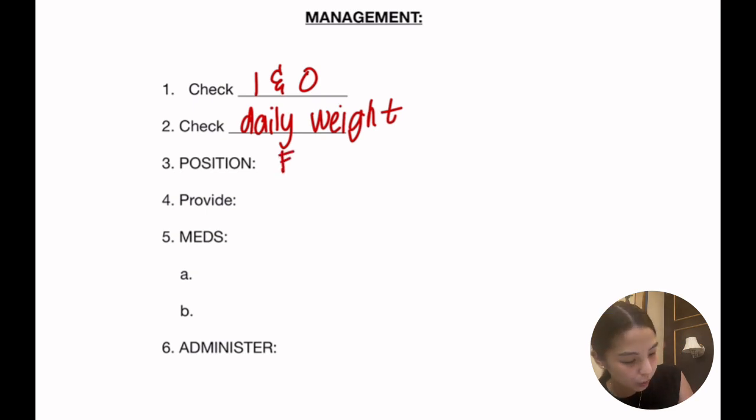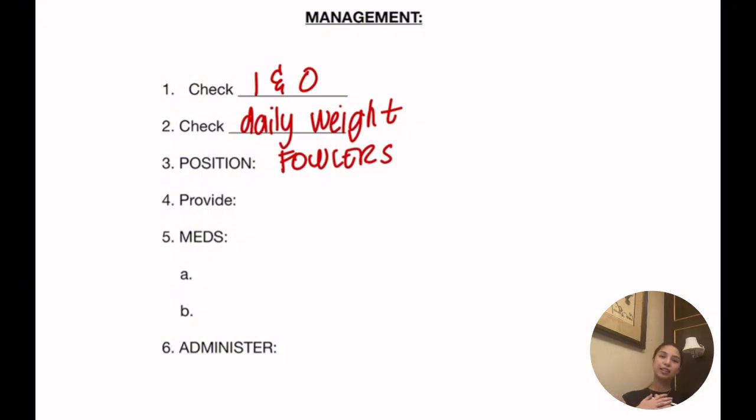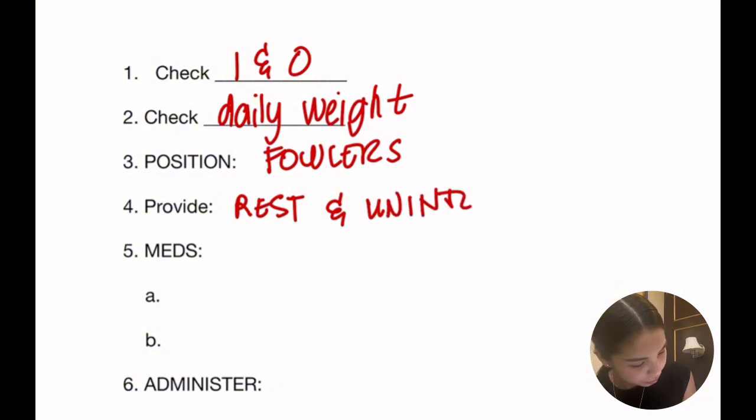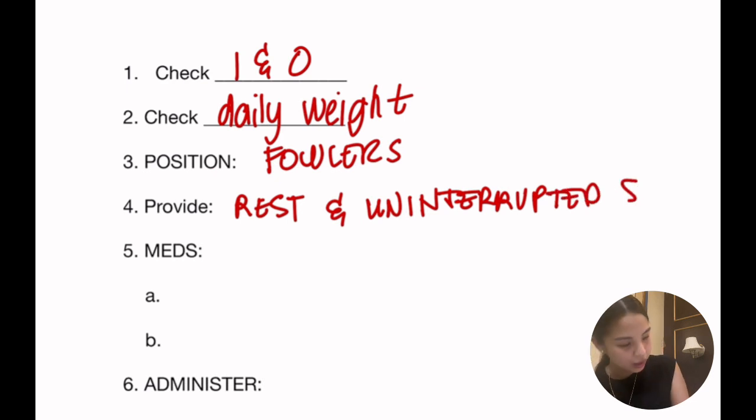Our position, we want it to be Fowler's, semi-Fowler's, or high Fowler's, to let the patient breathe better. Okay, because if the patient is lying down, it's harder for the lungs to expand. If the patient is sitting up, there's more room for expansion. It allows the patient to breathe better. Okay, so we want to provide rest and uninterrupted sleep, so you don't want the patient to be so tired already.